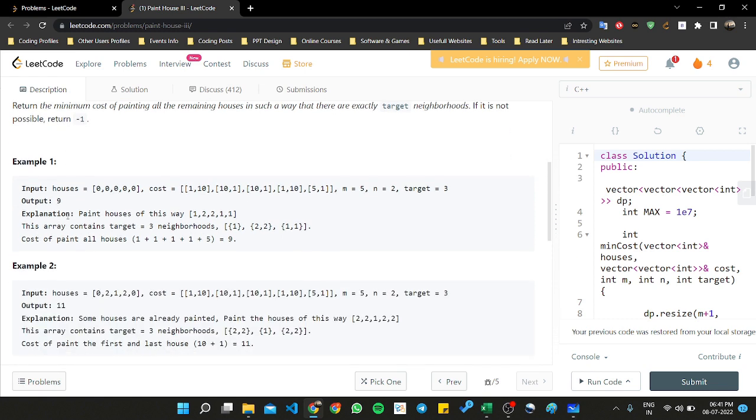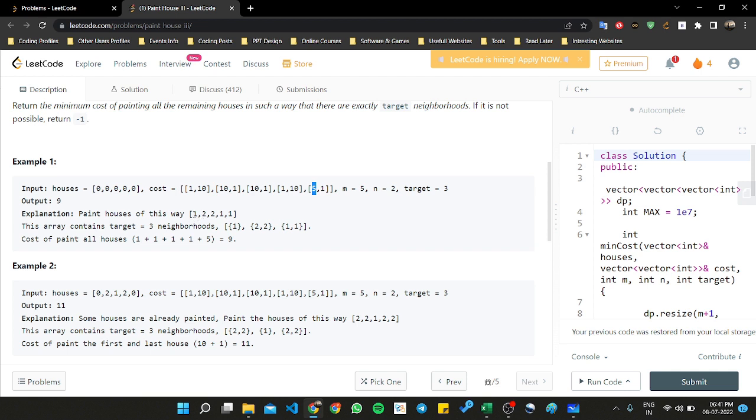In this first example, there are 5 houses and none of them are colored yet. We want to color them. One of the optimal ways is to color the first house with the first color, the second house with the second color, the third house with the second color, the fourth house with the first color, and the fifth house with the first color.